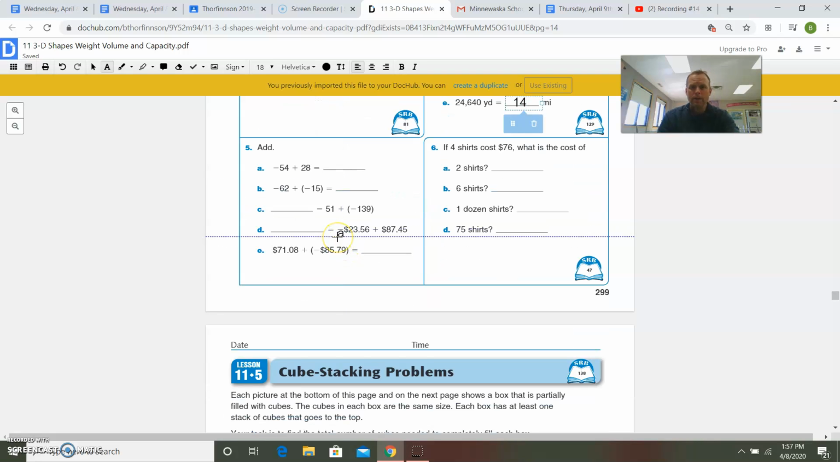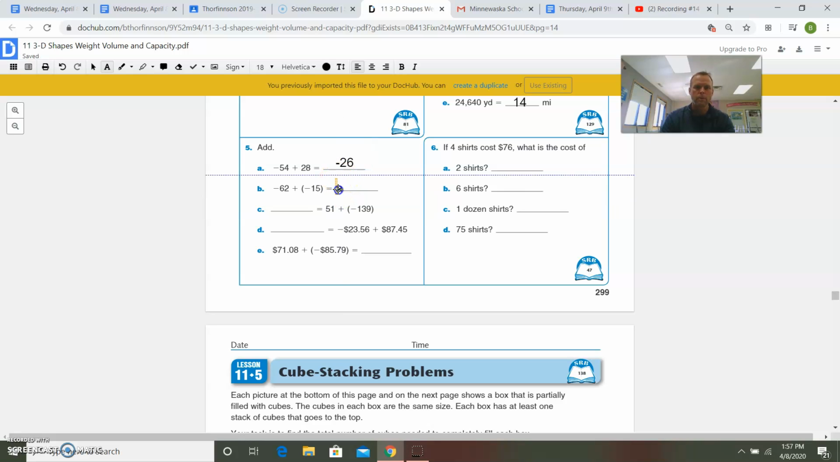Down here, I understand we've been working with these a little bit, and our numbers have been much, much smaller, but you just need to figure out which direction you're going on that number line. Remember to put yourself on that number line. This one, negative 54 plus 28. Well, you would start at the negative 54 on the number line. You would face the positive numbers, and then you would walk forward.